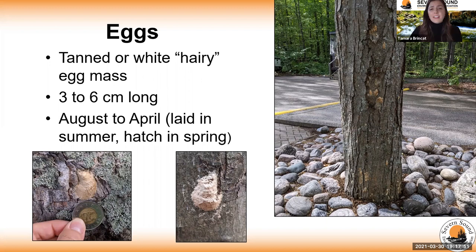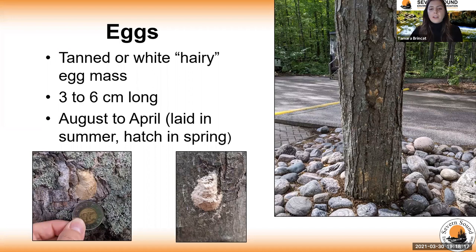The oval egg masses are identified by their tan-colored hairs, and they're usually 3 to 6 centimeters in length. When they're freshly laid, they look like an orange or golden color that you see on the left there. And then after they overwinter, older egg masses will have a typically pale or bleached appearance.